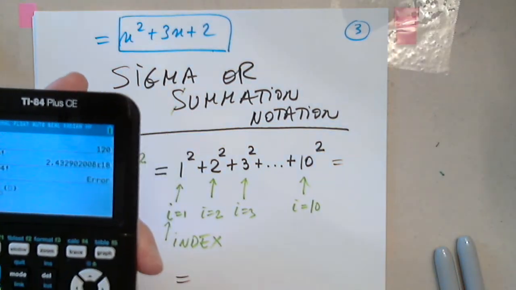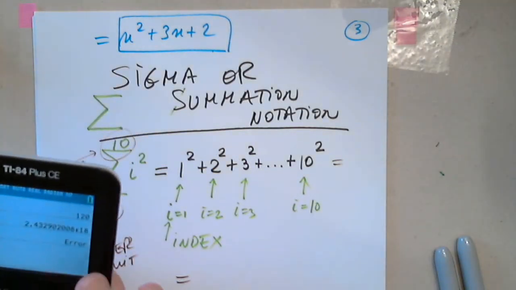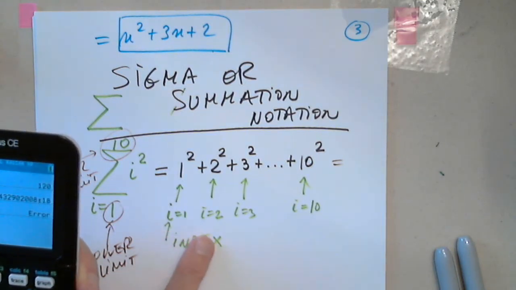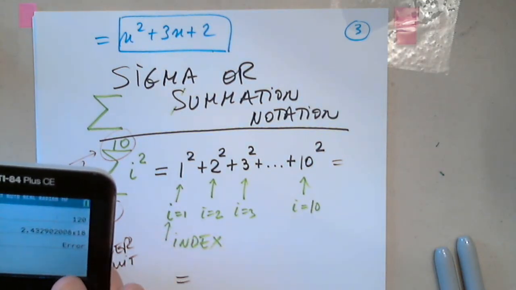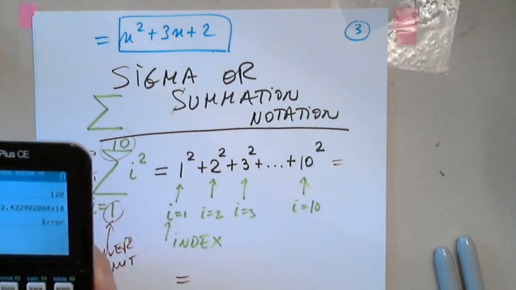And now the calculator is waiting for us to put in whatever we need to put in. I cannot put I or J. We prefer for the index I, J, or K, but I can't. I have to use X. So from X equals 1 all the way up to 10.